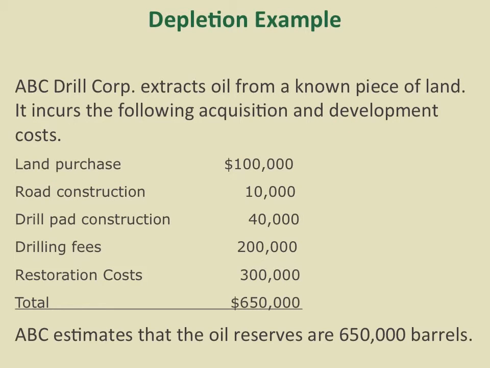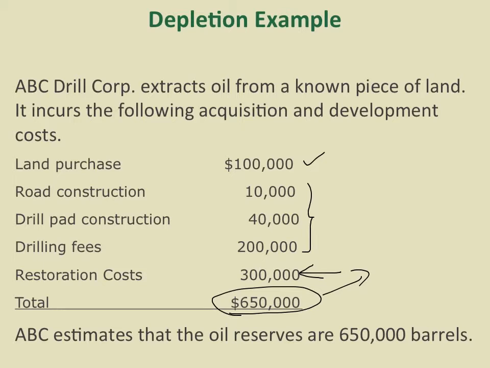Now, let's look at a very simple example here. ABC Drill Corporation extracts oil from a known piece of land. It incurs the following costs. First one is land purchase cost. This is what we call acquisition cost. Then they have road construction, drill pad construction, and drill fees. These 3 costs are called development cost. And also they have this restoration cost. The total cost is $650,000.